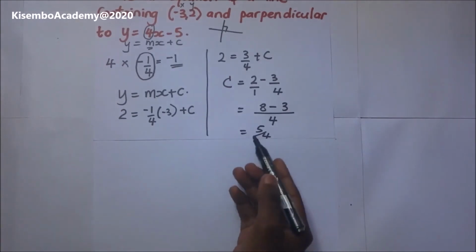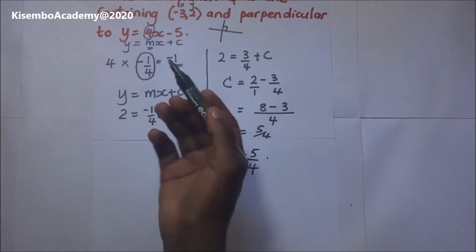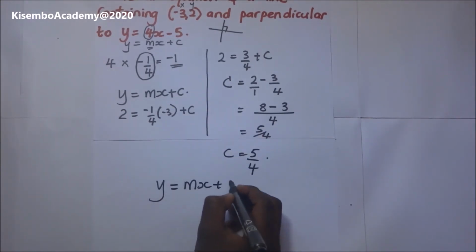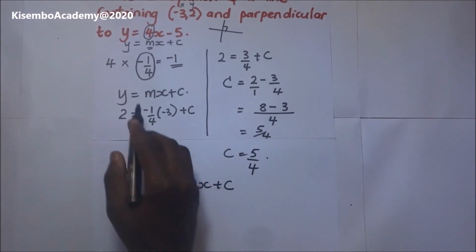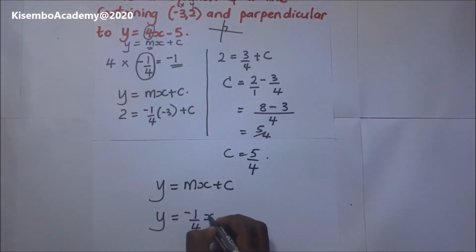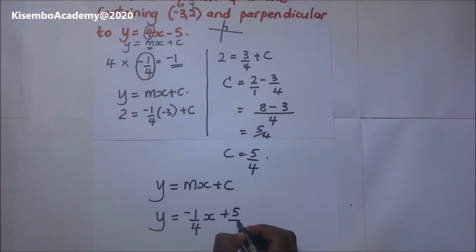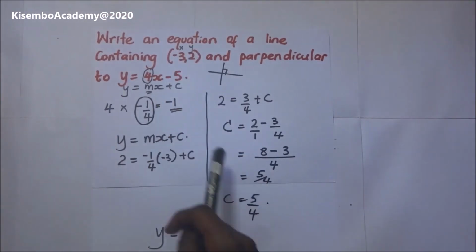Now that we've got our value of c as 5 over 4, we can go ahead and find the equation of that line. So we know that the equation of the line is y equals mx plus c. So y is going to be equal to our value of m, the gradient, which we got as negative a quarter. So it's negative 1 over 4x plus the y-intercept c, which is plus 5 over 4. And this right here is the equation of the line that is containing (-3, 2) and is perpendicular to this.